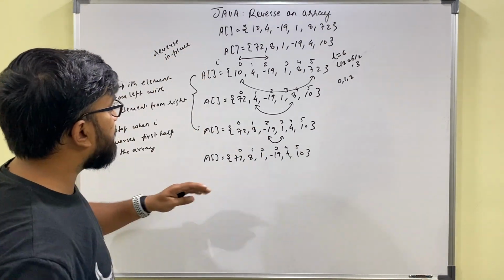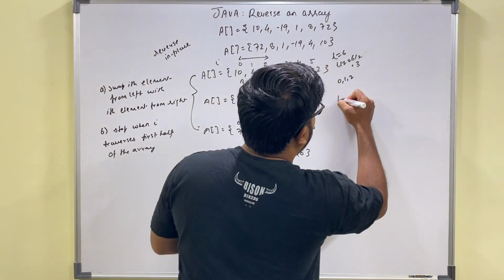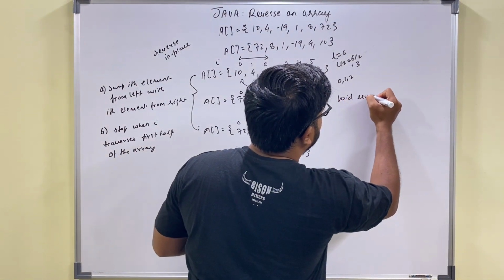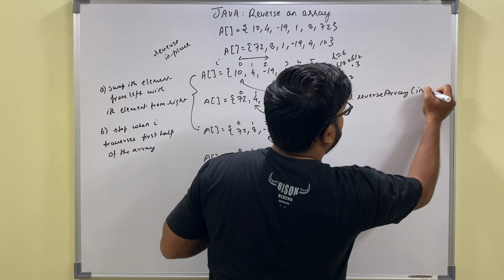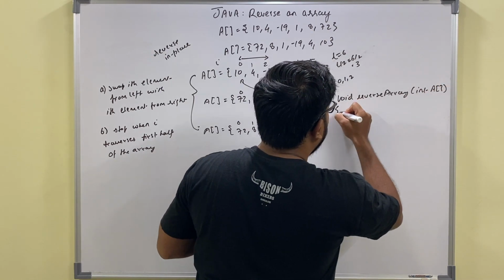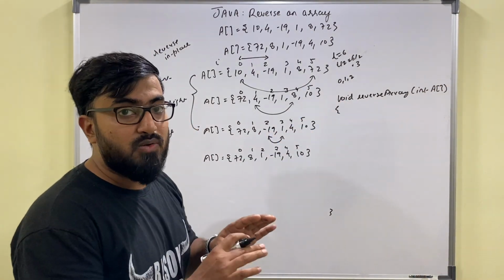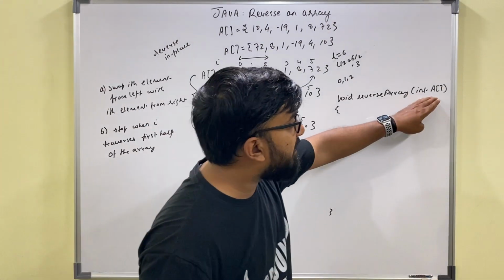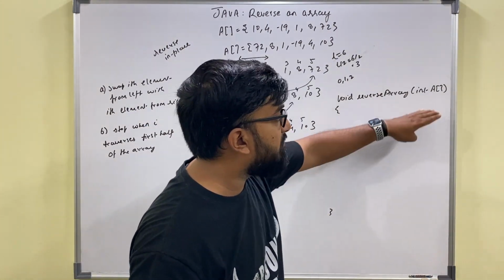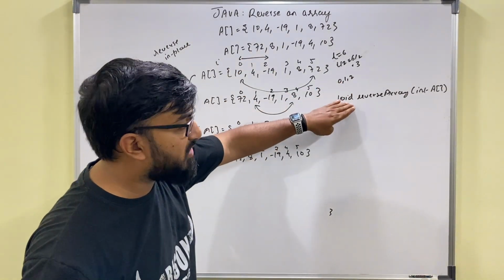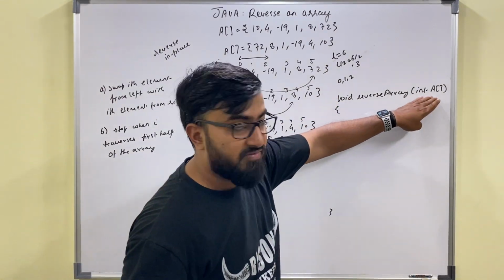Alright, so let me code this. I write a function void reverseArray that takes an integer array A. And why is my return type void? Because I don't return anything in this case. This array A will be reversed with this function in place. In the previous case, we were returning the reversed array. In this case, it is reversed in place.